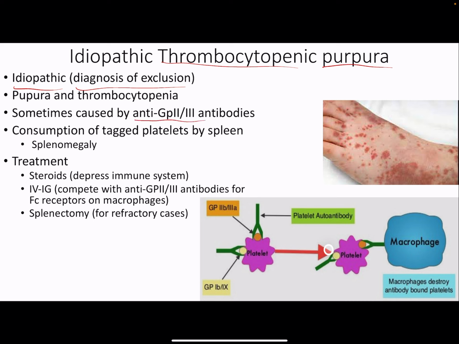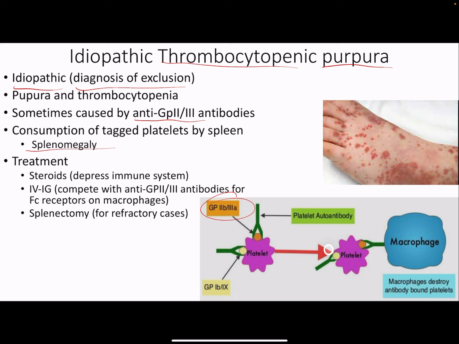Often this is because, so it's idiopathic, but sometimes, let's just say 50% of the time, it might be because we have anti-GP2 or GP3 antibodies. So if we go ahead and tag these GP2, GP3 antibodies, usually when you have something tagged by an antibody, that just makes it so that the spleen can eat it up much more effectively. And if the spleen is eating a lot of these antibody-tagged platelets, it's going to cause splenomegaly.